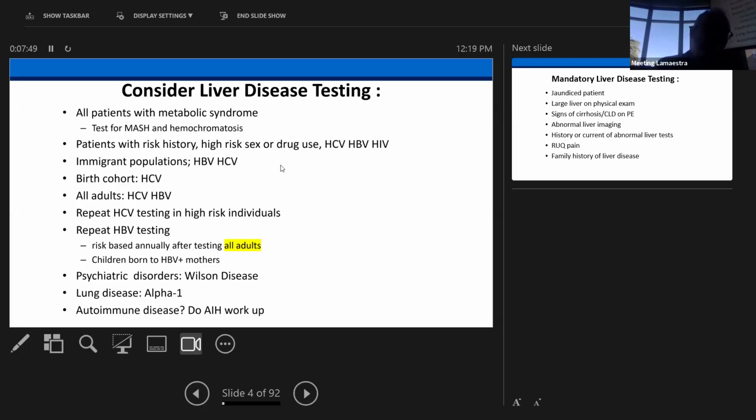We're now ordering alpha-1 levels and genotype in all of our fatty liver patients and any patient with unexplained liver disease, looking for alpha-1 antitrypsin. And we have a low threshold for autoimmune disease, but if you think it's autoimmune hepatitis, refer them to the clinic. We'll do that workup because ANA and smooth muscle antibody are commonly positive in fatty liver, and it gets very confusing. So we have special tools to figure that out, including getting a liver biopsy.